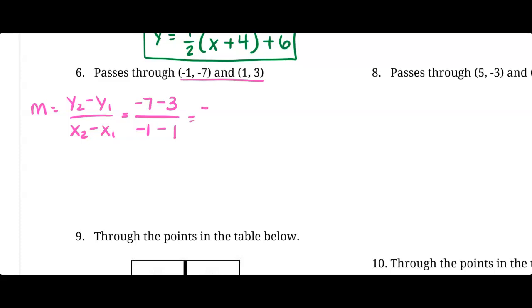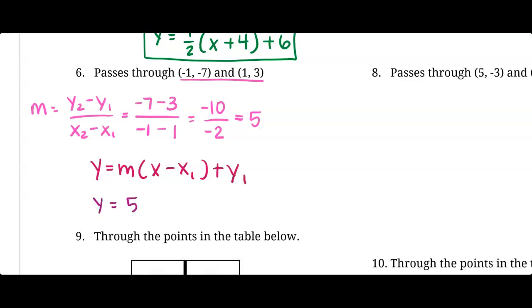So -7 minus 3 is -10. -1 minus 1 is -2. Always simplify your fractions. So -10 divided by -2 is a positive 5. So now I'm just going to plug in to my y equals m times x minus x1 plus y1. So when I plug in, I get 5 for my m times x, and I'm going to use the second point, minus 1 plus 3. And that's my final answer.